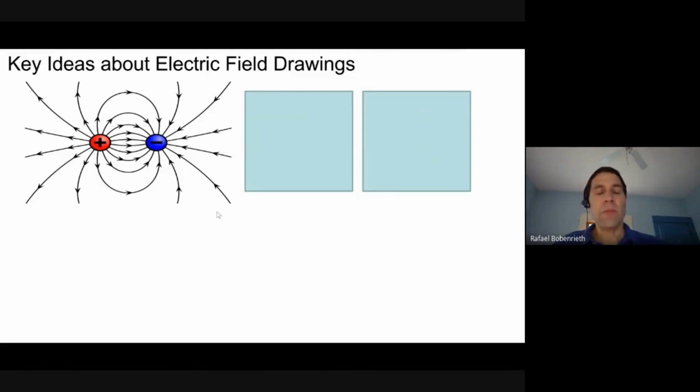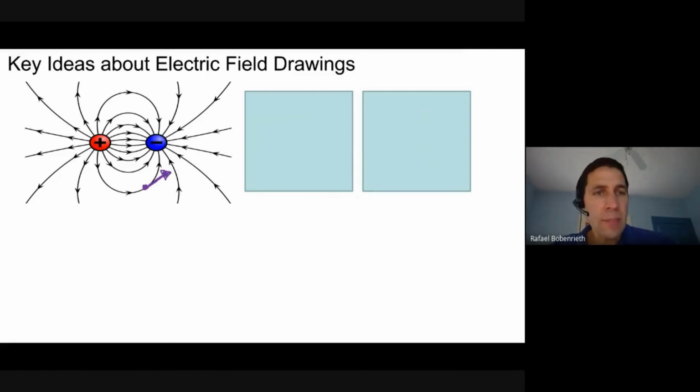The key idea I want to offer to you here, and this is why I've shown you this field drawing, is this: let's say I have a spot here, this purple dot. If I bring a positive test charge to that spot, in what direction is it going to feel a force? The key idea is it feels a force in a direction that is tangent to the field line at that point. So it's going to feel a force in a direction like so.